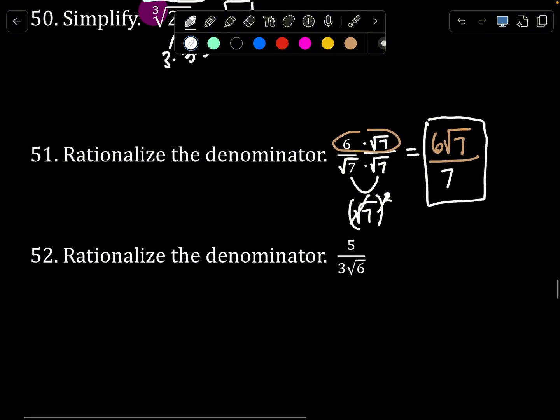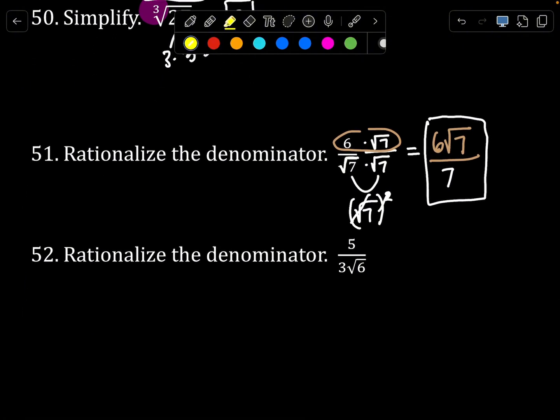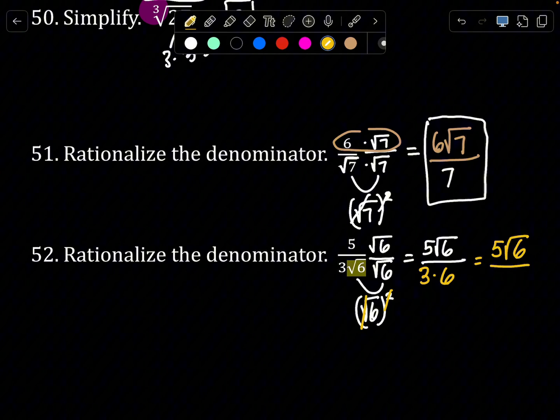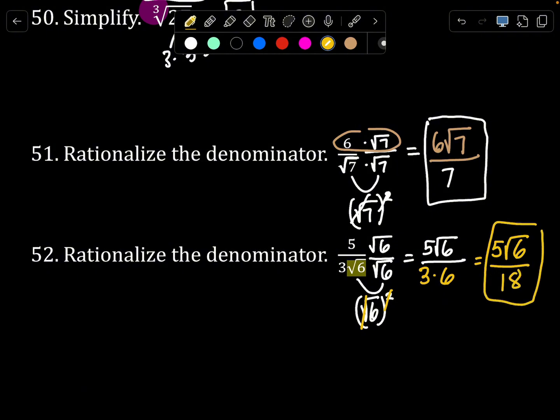Let's try one more time. I want to get rid of this radical 6. So what I'm doing to both top and bottom is multiplying by radical 6. It's the same thing as multiplying by 1. Keep the top the same, 5 radical 6. But the bottom, radical 6 times radical 6, squared, they cancel each other out because they're inverse operations. So this is just 3 times 6. So this is 5 rad 6 over 18. Box in your answer. We don't need to simplify any further, so we are done.